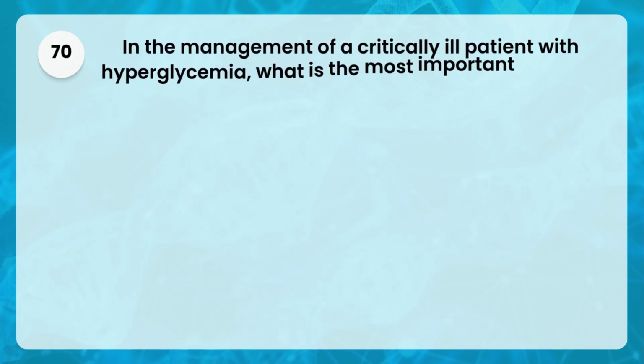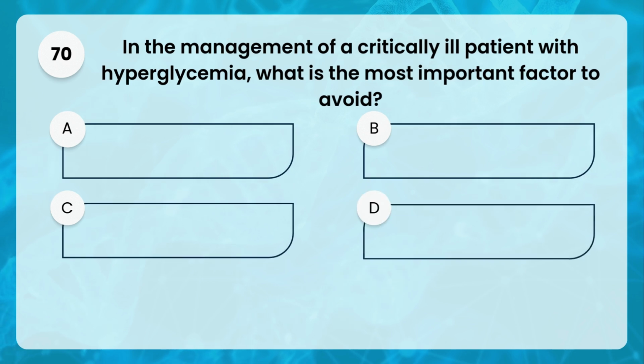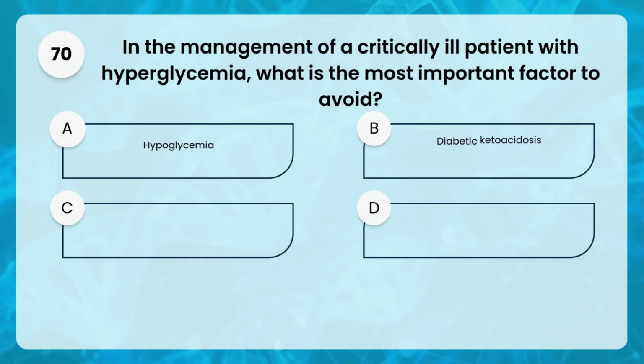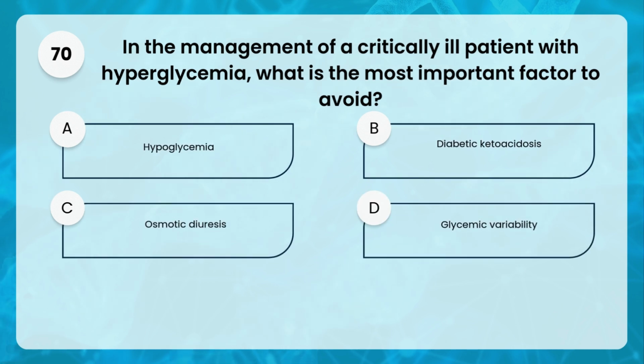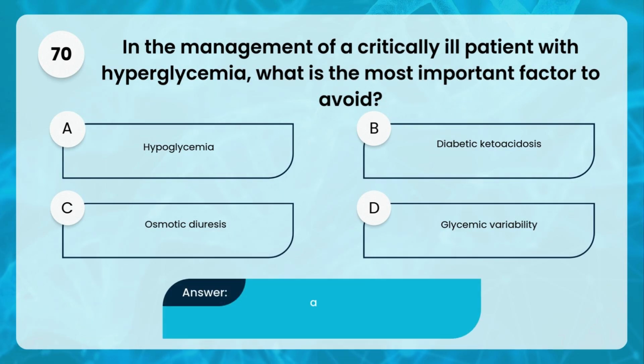70. In the management of a critically ill patient with hyperglycemia, what is the most important factor to avoid? A. Hypoglycemia, B. Diabetic ketoacidosis, C. Osmotic diuresis, or D. Glycemic variability? The answer is A, hypoglycemia.